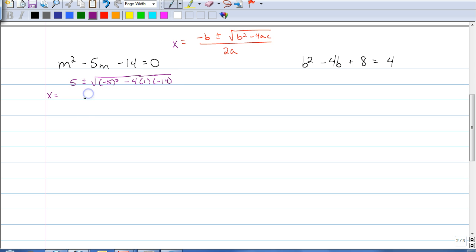I see this all the time where students just write it down like this. Well, that's wrong, and they end up getting the wrong answer. Even though they have everything set up right, the fact that they just forgot to extend that line out throws off their entire answer. And 2a, well, a is 1, so I'll just write it out: 2 times 1 is just 2.